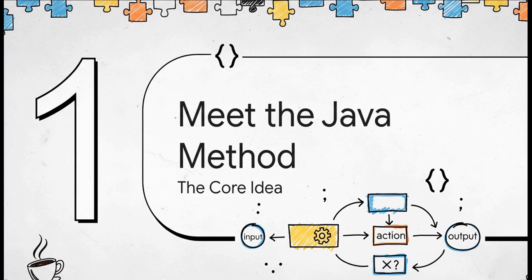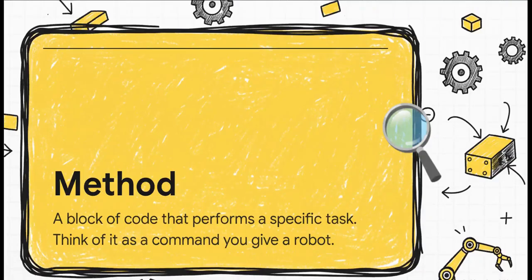Okay, let's start at square one. What in the world is a method? And more importantly, why is it one of the very first things you absolutely have to get your head around in Java? When you boil it all down, a method is just a block of code that you give a name to, and it does one specific thing.